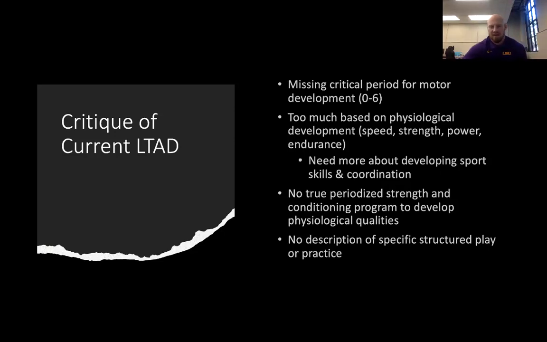And then they talk about these physiological developments, but there's no true periodized strength and conditioning program to actually develop these qualities. So how do parents and coaches know what to actually do to develop speed, strength, power? They know when to develop it, but they don't have the necessary knowledge to provide training interventions that can develop those physiological capabilities. And this is the same thing with developing sports skills. There's no description of specific structured play or practice. It just mentions, oh, this is how play or practice should be at this time, but it doesn't tell us how to actually develop those skills. And I think that's one thing they're mainly missing, the how of developing those physiological capabilities and those sports skills.